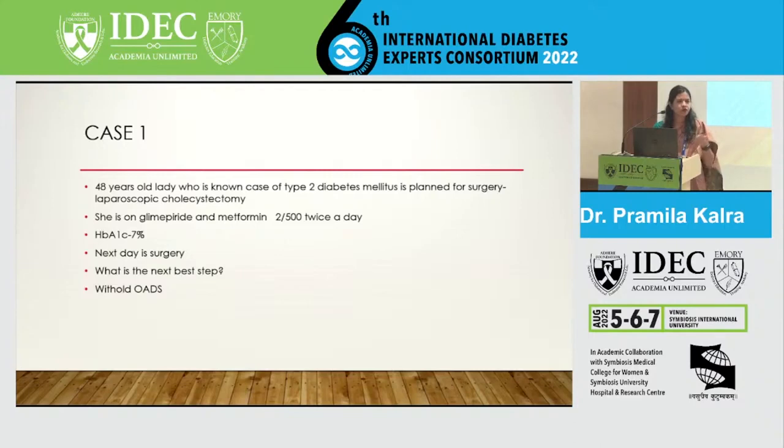So can the audience tell me, what will you do? What is the best thing to do? Next best step I've written, we have to withhold the OADs because she is going for a surgery. So anything else you want to do? You have to check her glucose values. Yes, absolutely. Anything else? Because I have stopped the oral antidiabetic, her glucose values will go high. So I have to give her some amount of insulin. So I'll put her on insulin.